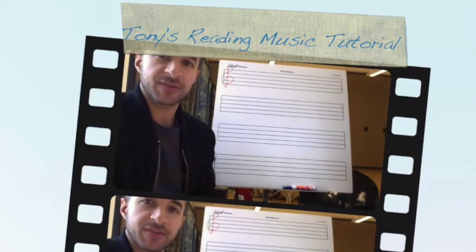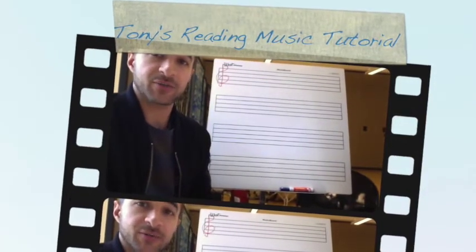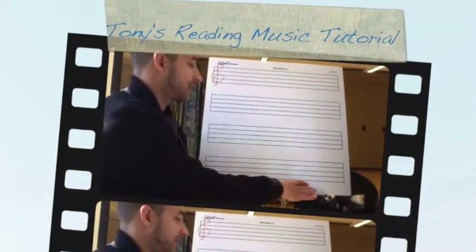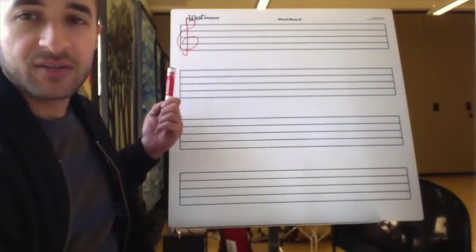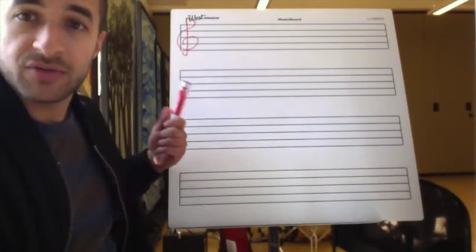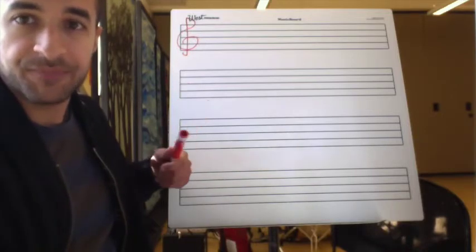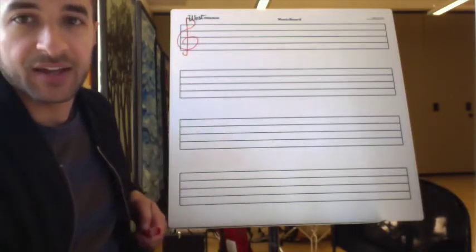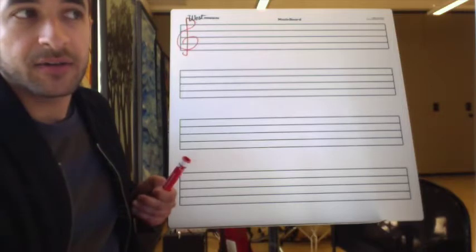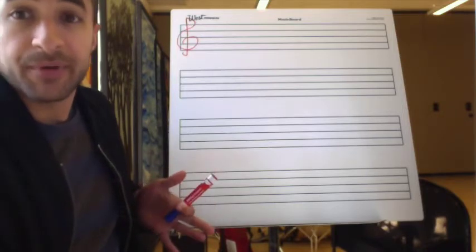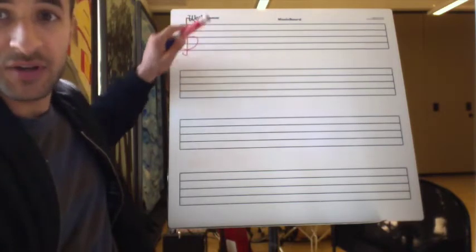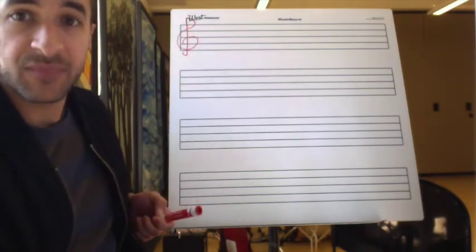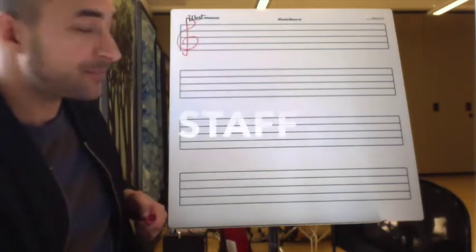Okay, this is a brief tutorial on how to read music. This is the treble clef. You can look at clefs, including the treble clef, the bass clef, the alto clef, as like a legend on a map. They tell you how to read these 5 lines, also known as the staff. So the 5 lines are called the staff.